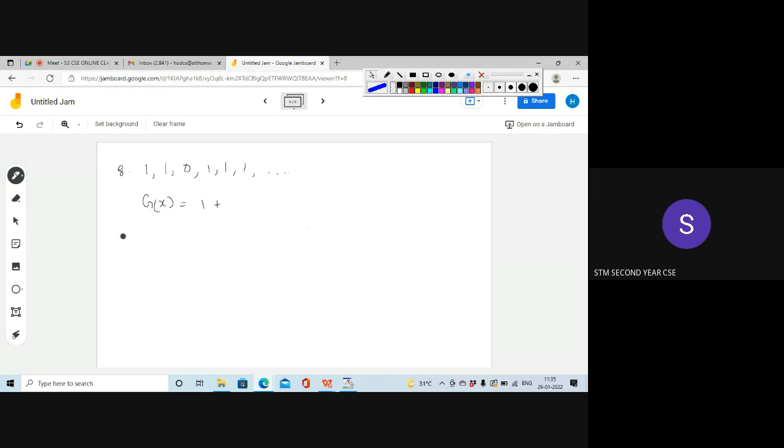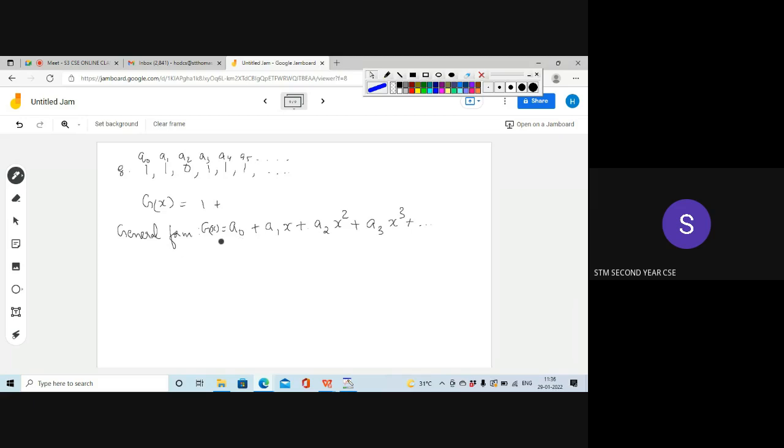So let me write the general form, if you forgot. A0 plus A1x plus A2x square plus A3x cube plus etc. This is the general form of the polynomial, and here A0, A1, etc. is the given sequence. This is A0, this is A1, A2, A3, A4, A5, etc. This is an infinite sequence. So this general form is what we call the generating function g of x.